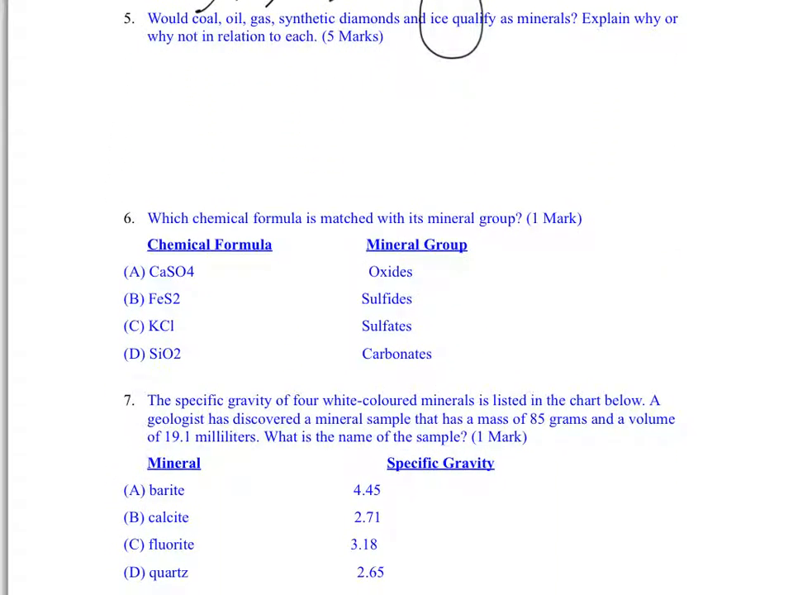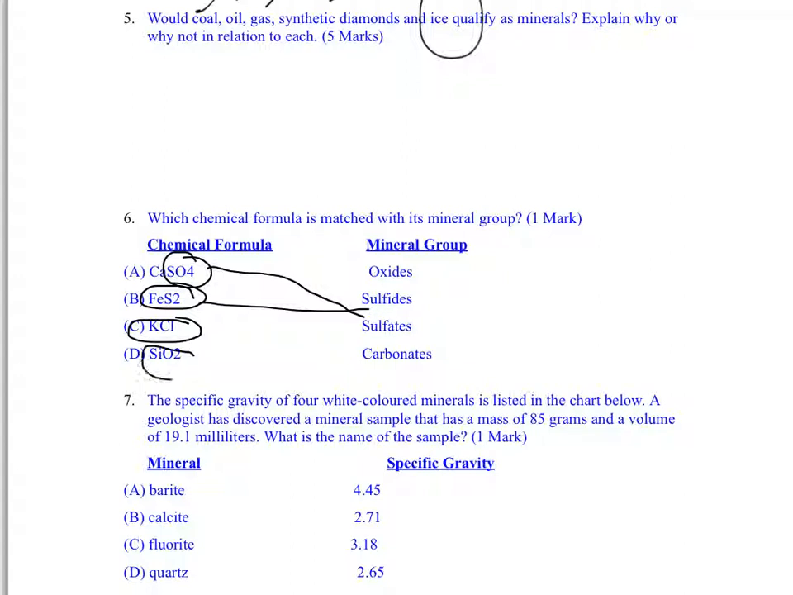Moving ahead, which chemical formula is matched with its mineral group? Well, when we look at this one, we see an S and an O, so that tells me right away that that belongs to the sulfates. Here we see a metal with sulfur, so we know that that's a sulfide. Here we see a metal with a group 17 element, so that is a halide, and there is no halide here.